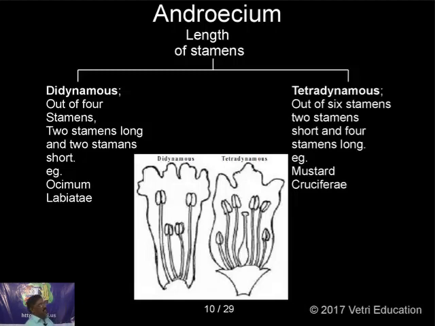The second one is tetradynamous condition. Tetradynamous condition. Out of 6 stamens, 2 stamens are short and 4 stamens are long. Here you can see the inner 4 stamens are long, the outer 2 stamens are short. This type you can find in mustard family, Cruciferae family, that is tetradynamous condition.